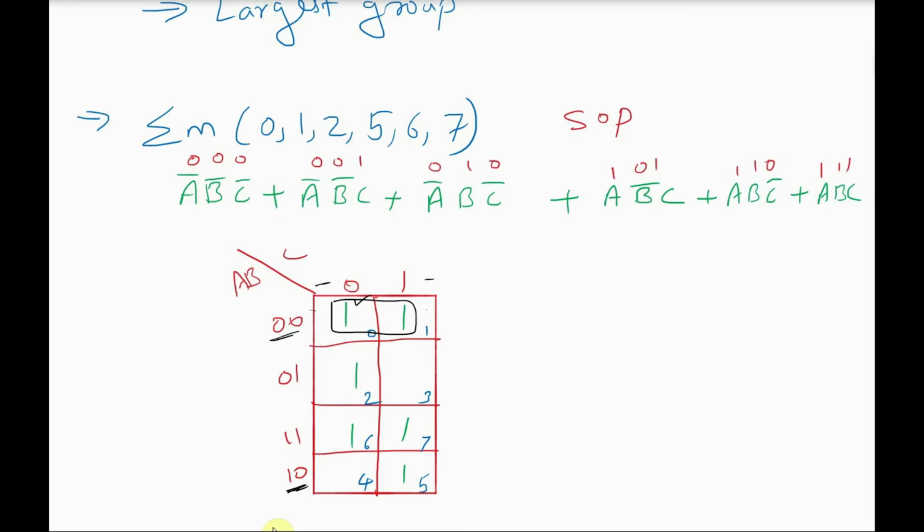So the next group size is 4. We cannot have 4 adjacent ones together. That's why I chose 2 ones. So the next group I can choose these 2 ones together. This is another group, and finally I can choose these 2 ones together. So these are the 3 groups.